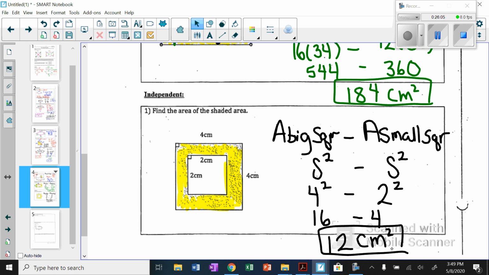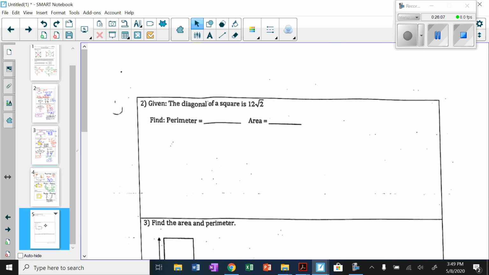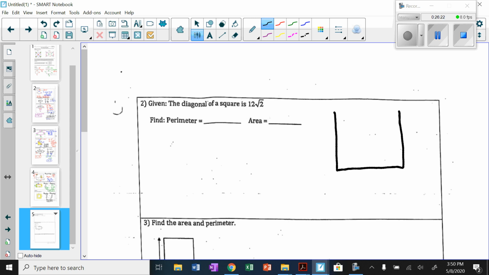All right, moving on to our last page. Okay, the diagonal of the square is 12 root 2. So here's our square. The diagonal is 12 root 2. We want to find the perimeter. So once again, what do we have? We have a 45, 45, 90 triangle because it's a square. So we know, pull this apart.